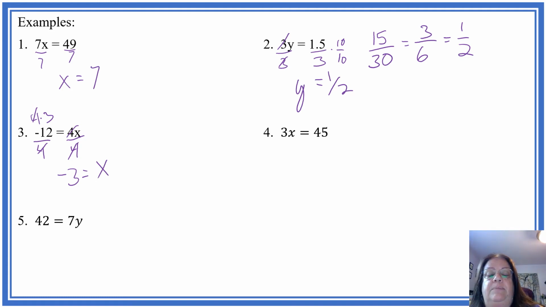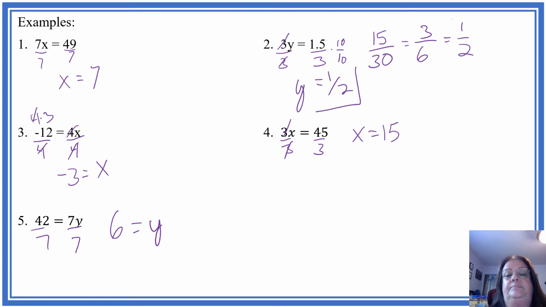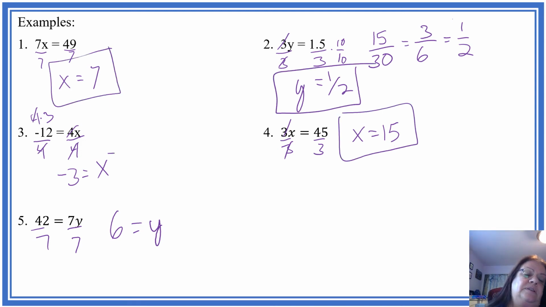All right, moving on to number 4. We divide both sides by 3. First we have x, now there are 15 3's. There's 3 15's in 45. So if I divide out the 3, I'm left with the 15. All right, here we're going to divide both sides by 7. So I'm going to have y equals 42 divided by 7 is 6. There we go. These are all my answers to these problems.